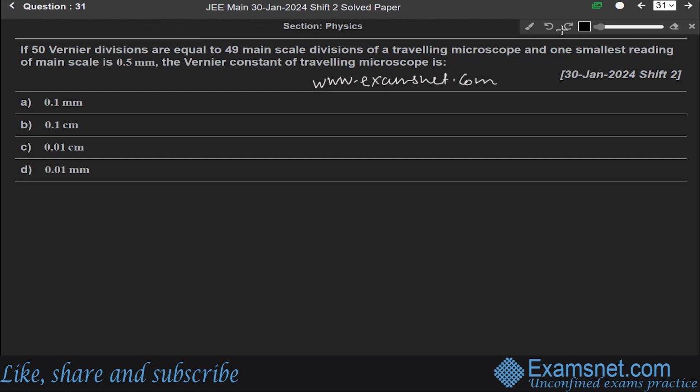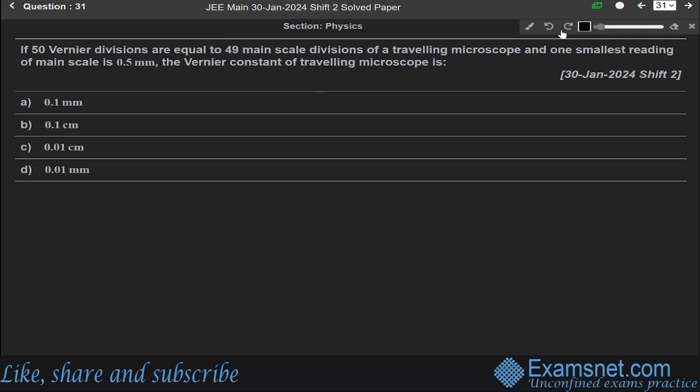So today, students, we will be solving the JEE 2024 30th Jan Shift 2 paper. In this particular video, I will be solving the physics part of the paper. So here we go. Let us start with the first question of the physics part, that is question number 31. If 50 vernier divisions are equal to 49 main scale divisions of a traveling microscope and one smallest reading of main scale is 0.5 millimeter, the vernier constant of traveling microscope is.